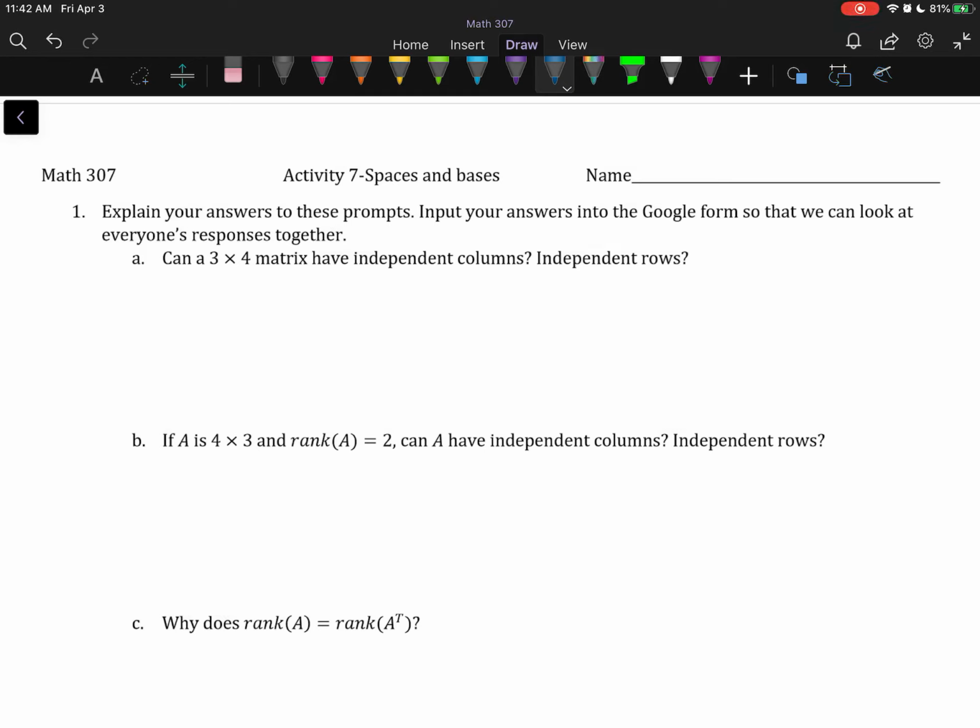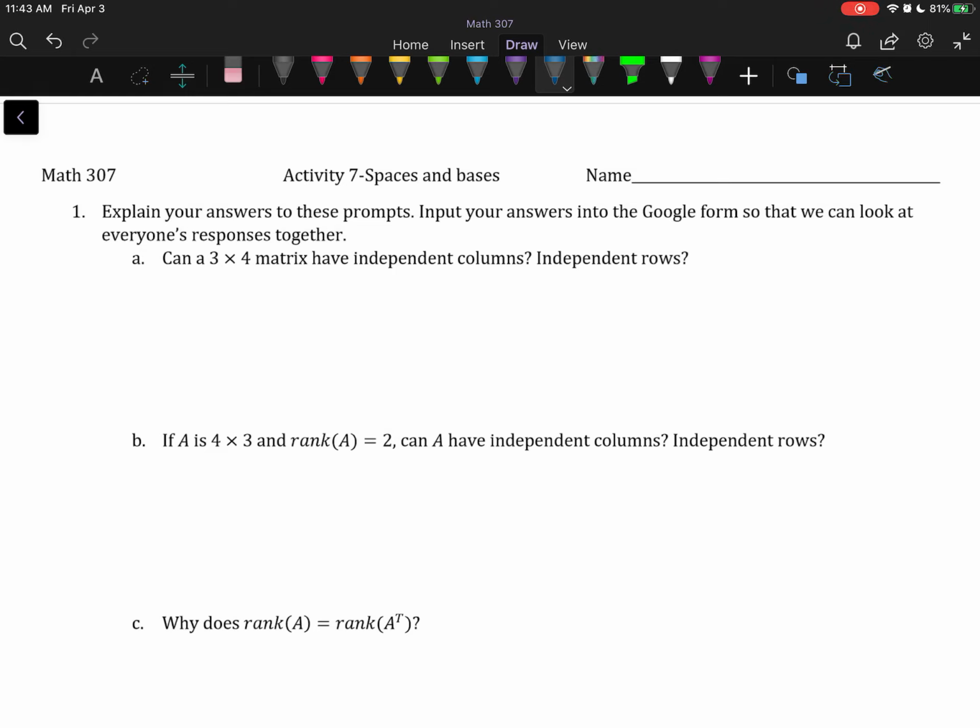Here we are for activity 7. If you have not started on this activity yet, please go and try it yourself. And then when you get stuck, come back here. All right, so here's explanations for each one.